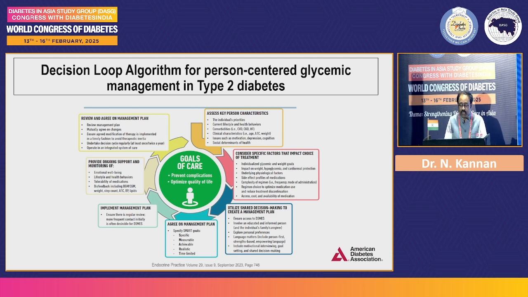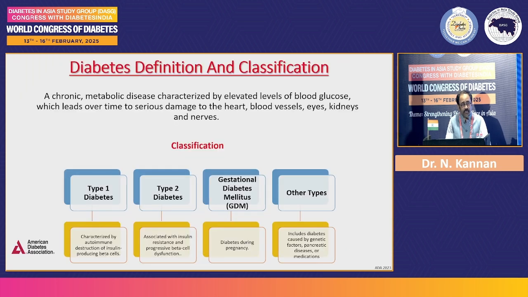We could also consider the specific factors that impact the choice of treatment and use shared decision-making, and implement the management plan according to the patient's status and comorbidities: which patient needs which therapy, cardiovascular drugs and kidney drugs and so on. We want to implement this in primary care, and we want to emphasize that primary care consultants should not only control the glycemic burden, but also prevent complications.